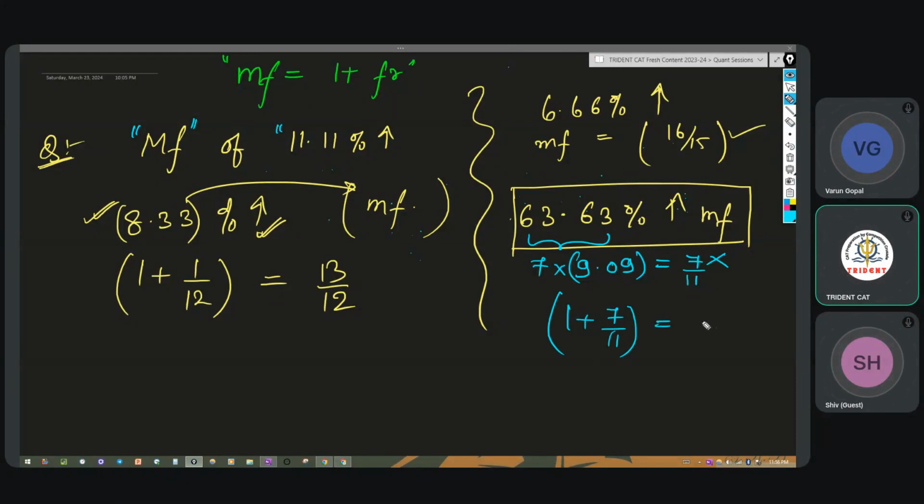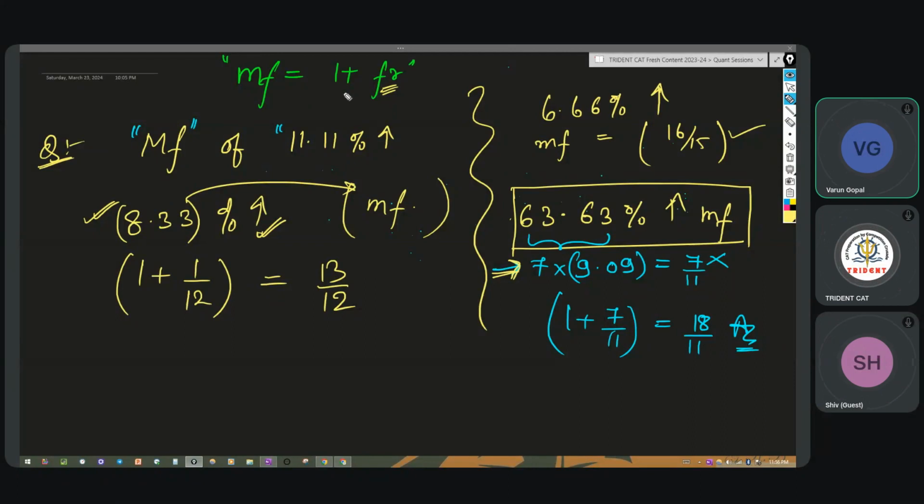Final answer, guys: 18 by 11. Any problem? Do you have any doubt? What is it that we did over here? That weird fraction, this is the fraction equivalent which we calculated, 7 by 11.